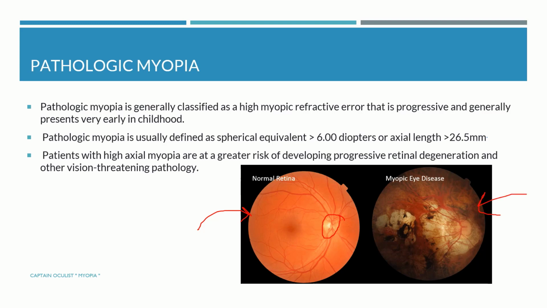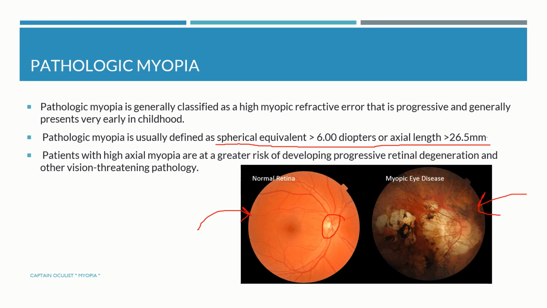But you can see the fundus of myopic eyes is how disastrous it looks. Because this is pathological myopia, it happens due to pathology. When the myopia progresses, it becomes pathological myopia. Always remember that pathological myopia is usually defined as a spherical equivalent greater than -6 diopters, or an axial length greater than 26.5 millimeters.